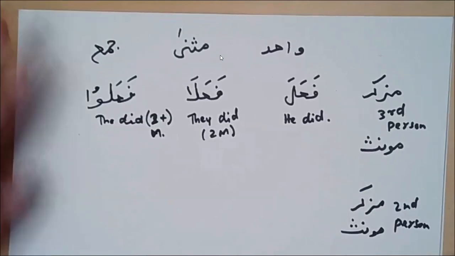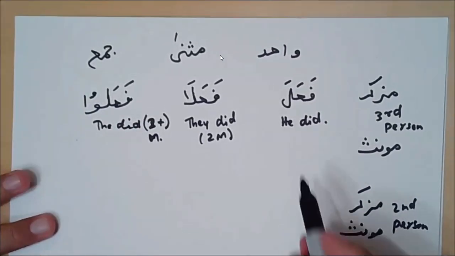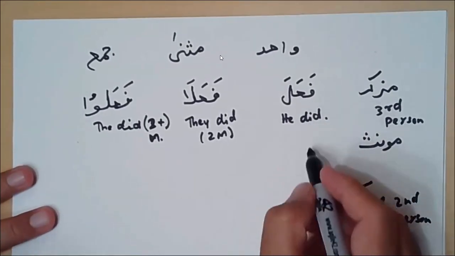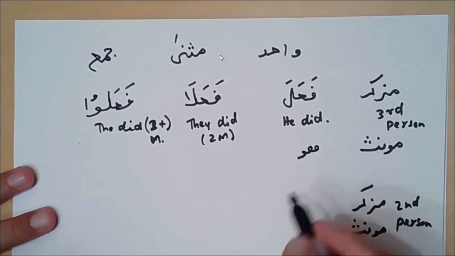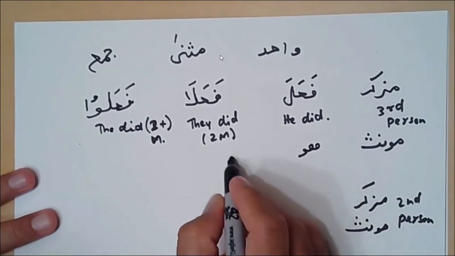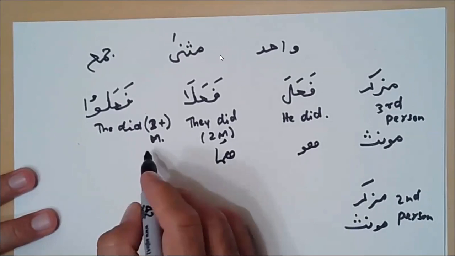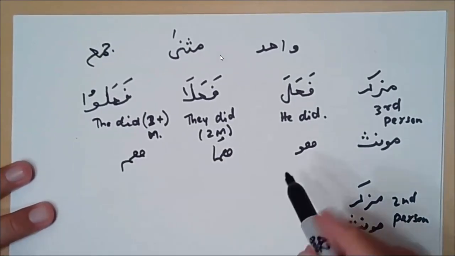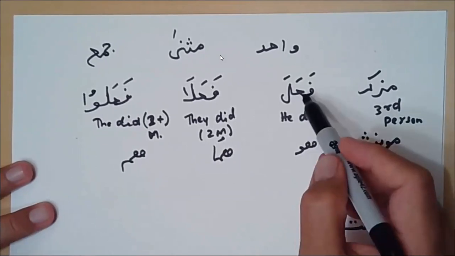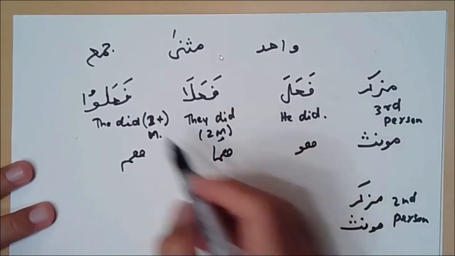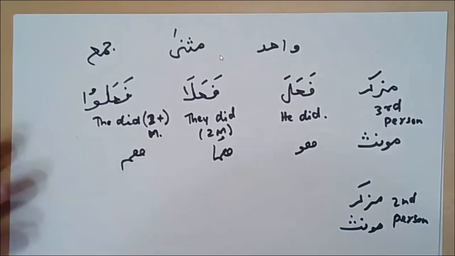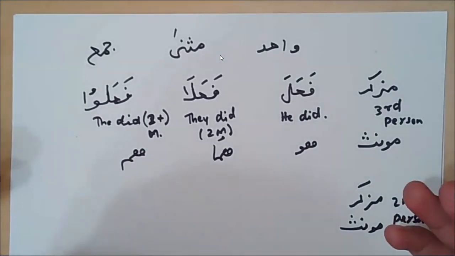Okay. Now, if we have to write the pronouns with them, what will be the first? The first will be huwa, right? Yeah. And the second will be huma. And the third one will be hum. And we said these are hidden in fa'ala. Fa'ala is huma and fa'alu is hum. You're not going to ask me why. This is how the Arabic language has been designed.